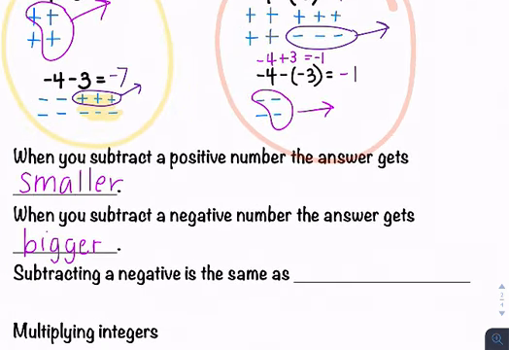So we want to finish this sentence. Subtracting a negative is the same as adding a positive.